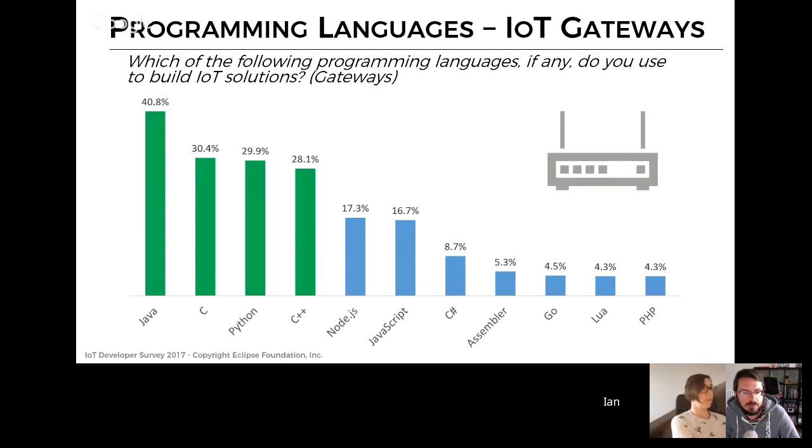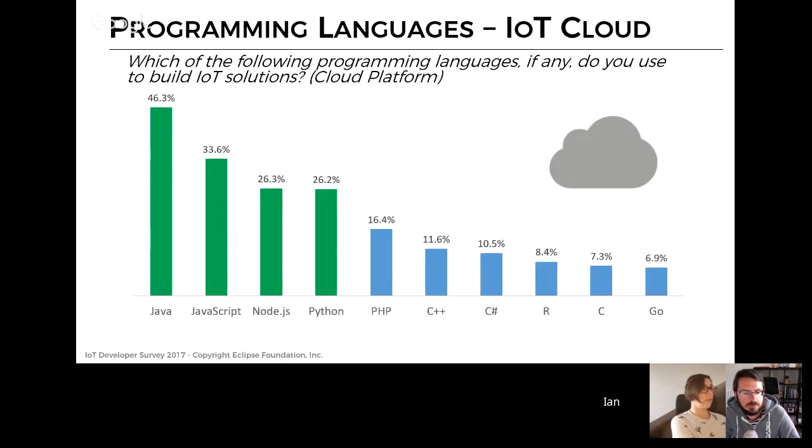And then if you go to the cloud platform, this is where Java, JavaScript, and Node.js come up, and things like C and C++ fall right off, which to me isn't terribly surprising. It represents how people use different languages today, regardless of IoT. But I think it's interesting to see it fleshed out in the data. Benjamin, what do you think here?